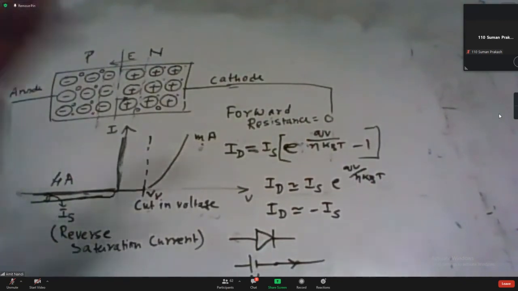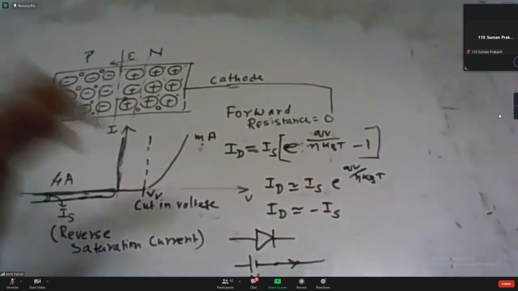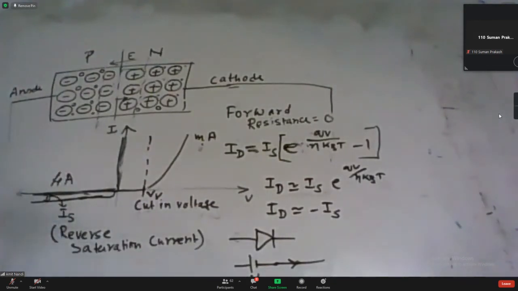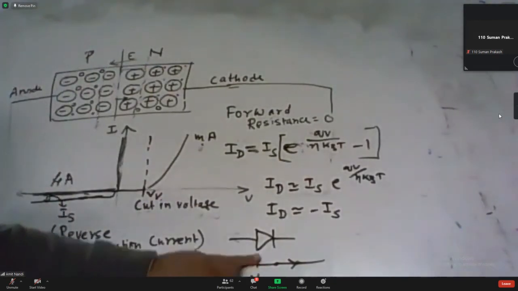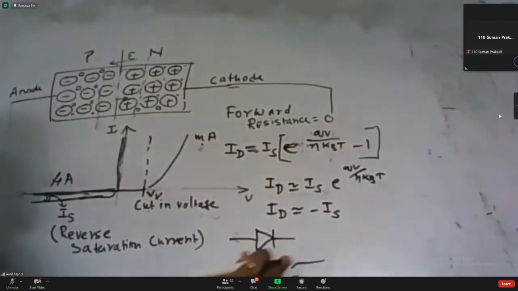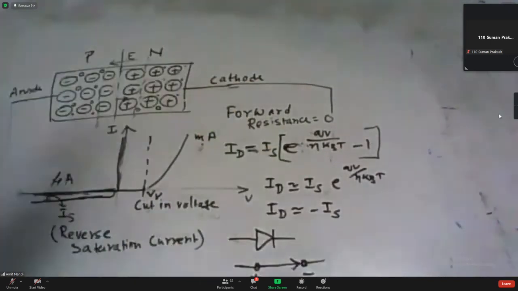So if we take this type of approximation, then that can be represented this way. In case of an ideal diode, the diode can be represented in that way. That is a forward bias condition. Under the forward bias condition, it can be represented as a closed switch. These are the positive terminal and negative terminal of the diode, and it can be represented as a closed switch under the forward bias condition.